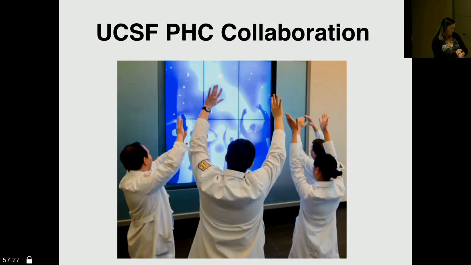So for the last couple minutes, I just want to go in a little bit of a different direction and show what we can do within the Pediatric Heart Center, and I think a nice example of collaboration between the disciplines in the Heart Center. When you Google UCSF collaboration, this comes up. These are some radiology residents who are collaborating at the interactive board in the lobby.